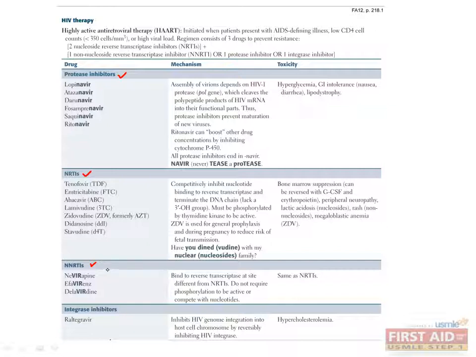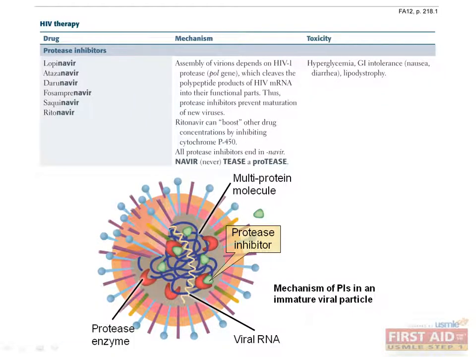The typical regimens used in the treatment of HIV consist of either 2 NRTIs plus a protease inhibitor, a NNRTI, or an integrase inhibitor. We will first discuss the protease inhibitors, all of which have names ending in navir. These drugs prevent the maturation of new viruses by inhibiting the action of HIV-1 protease. This viral enzyme found on the Pol gene cleaves the polypeptide products of HIV mRNA into their functional parts, an integral step in the assembly of virions.